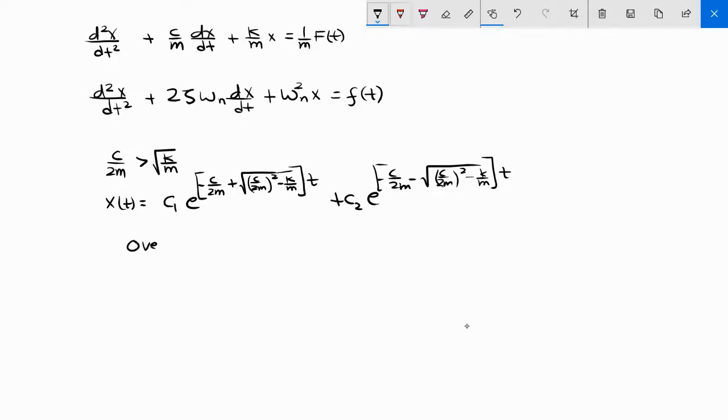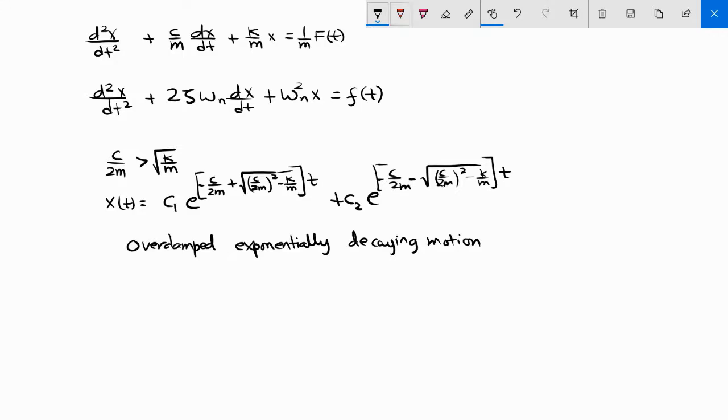Okay, overdamped exponentially decaying motion. So in this case, there are no oscillations because there are no sinusoidal terms in the expression which represents the solution for x.